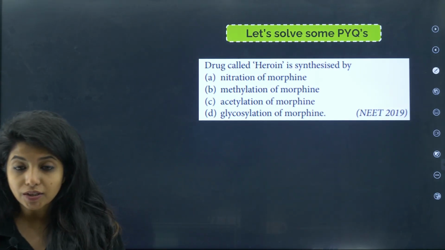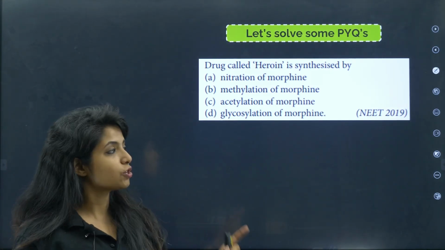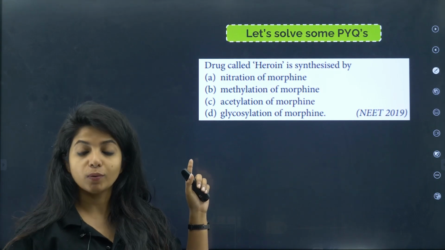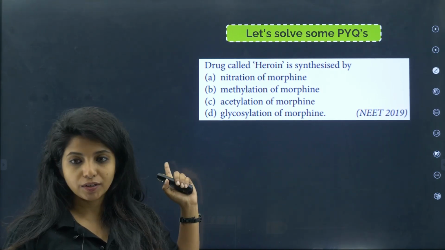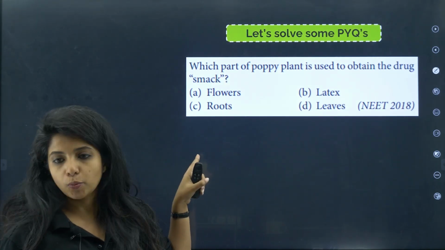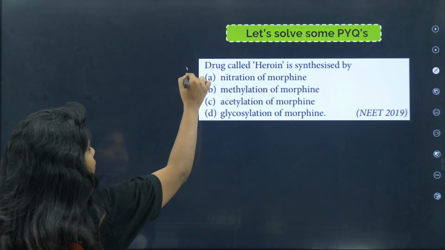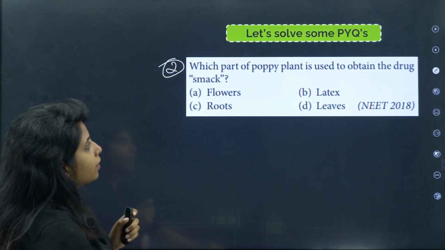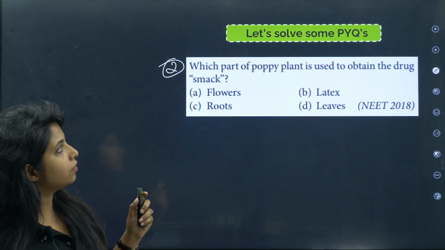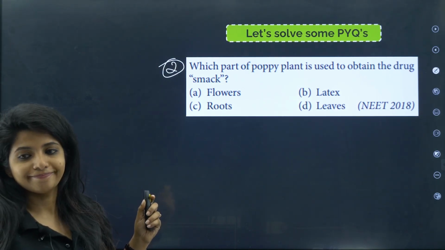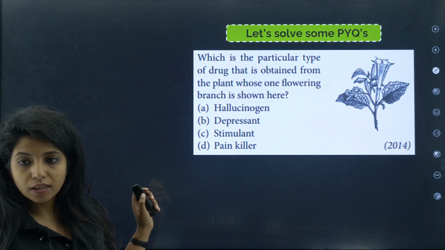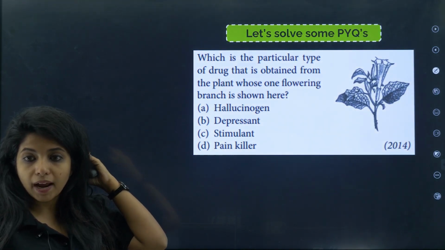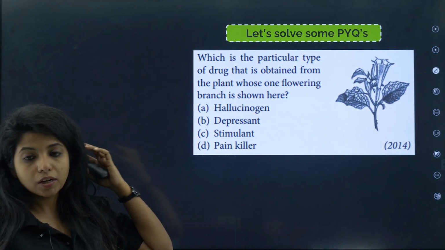Now these are the questions that I want you to solve. Solve this question, take a screenshot, solve it now, write it down in the comment section. I'm not going to tell the answer now. This one also. Okay, so write 1 over here. This is 1. Tell the answer for 2 then. Which part of the poppy plant is used to obtain the drug smack? Next, which is the particular type of drug that is obtained from the plant whose one flowering branch is shown here?